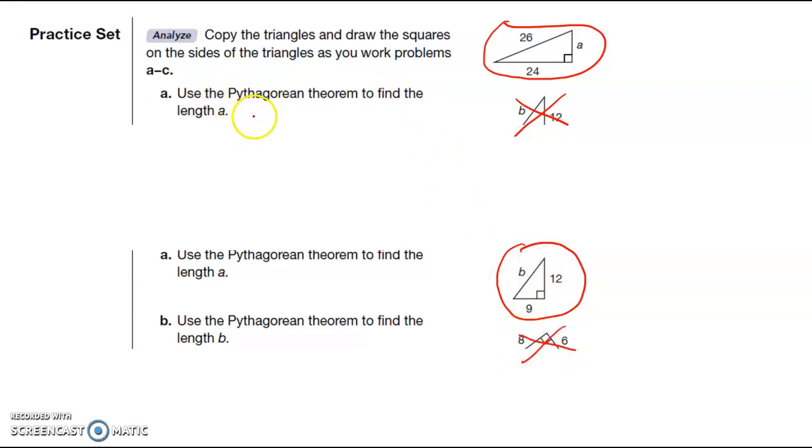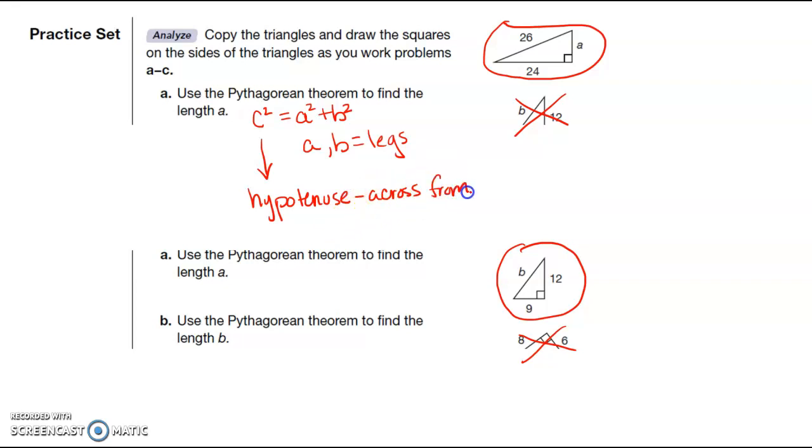Okay, so the Pythagorean Theorem, you're going to see this from now until the end of time, as long as you're in a math class. C squared is equal to A squared plus B squared. So A and B are what we call the legs of a triangle, and C is the hypotenuse. And this is across from the 90-degree angle. You'll see here's the 90-degree angle. The hypotenuse is right there. It's also the longest side.